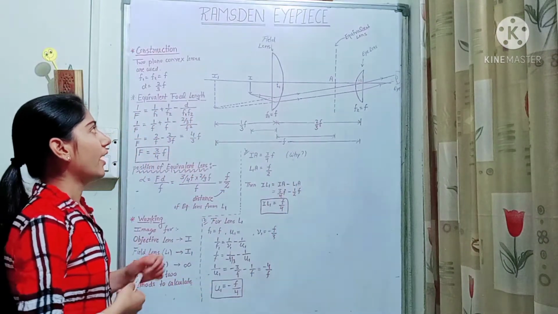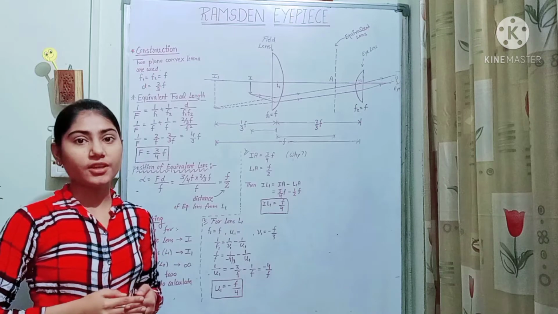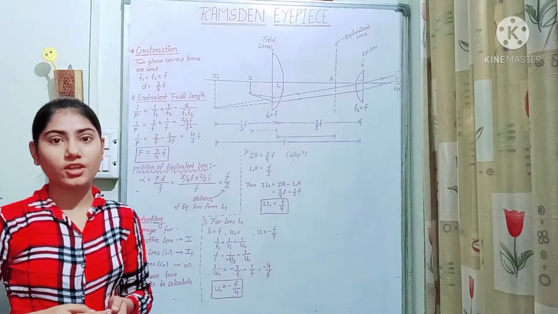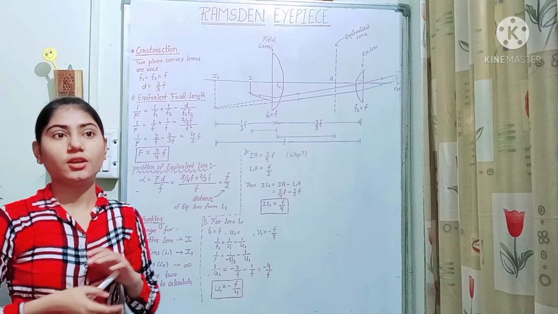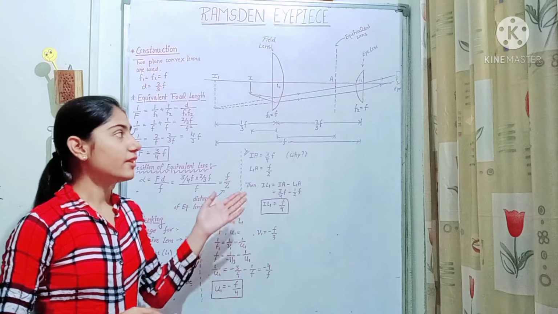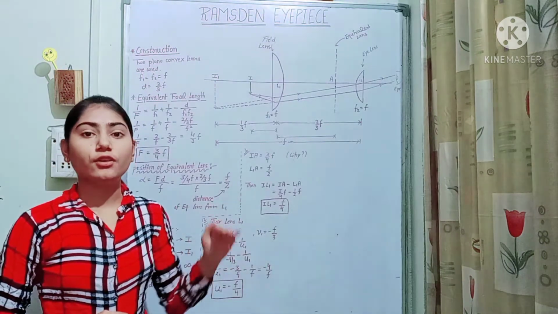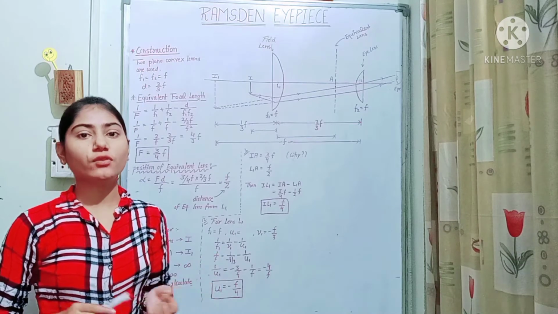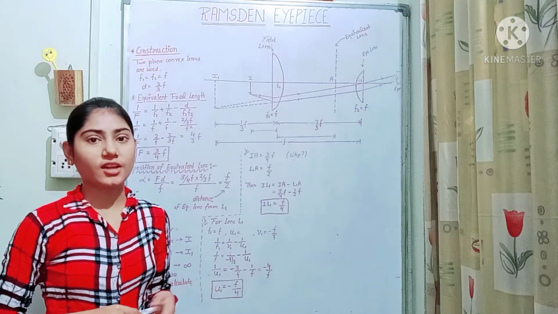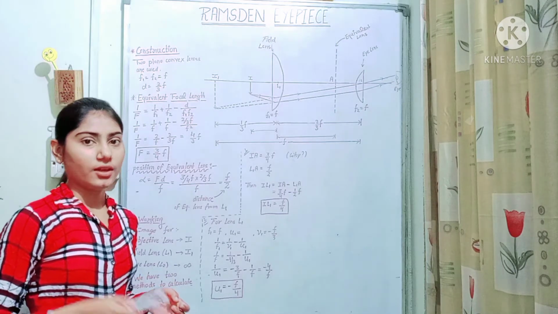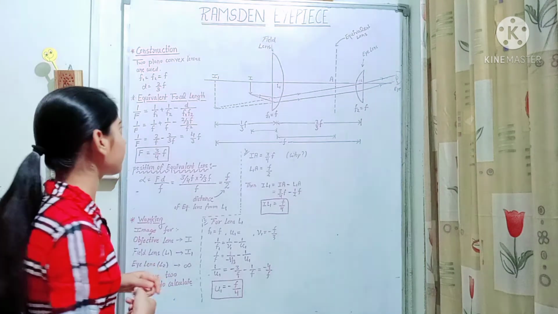In the Ramsden eyepiece, the aberrations, that is spherical aberration and chromatic aberration, are not fully reduced, and the image formed by the Ramsden eyepiece is not fully free from spherical or chromatic aberration. There is some amount of aberration present in the Ramsden eyepiece. We will discuss the aberrations later.